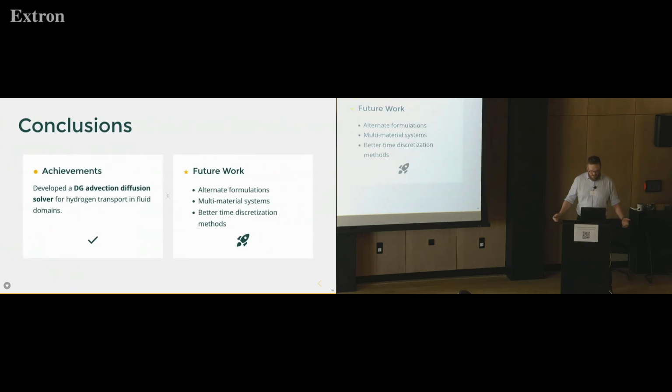And so in conclusion, we developed a DG advection diffusion solver for hydrogen transport that we want to integrate into FESTIM. However, there's lots of work that can still be done. We want to look at alternate formulations as well, such as skew symmetric methods. There's also been some other advection diffusion work where you guys have methods that don't include the penalty terms, so we might want to look into that as well to make things a bit easier for our users. And also extending these models to be multi-material models to account for any diffusion into exterior structures, as well as better time discretization methods to avoid any artificial diffusion due to that.